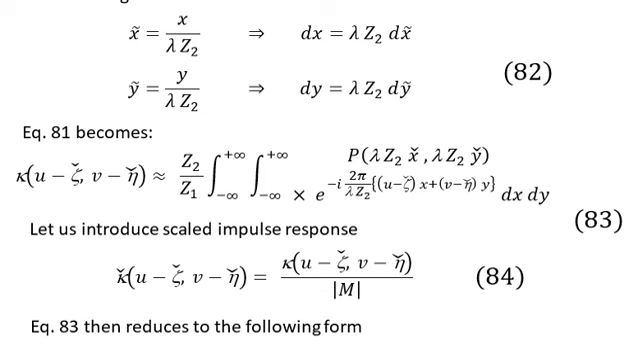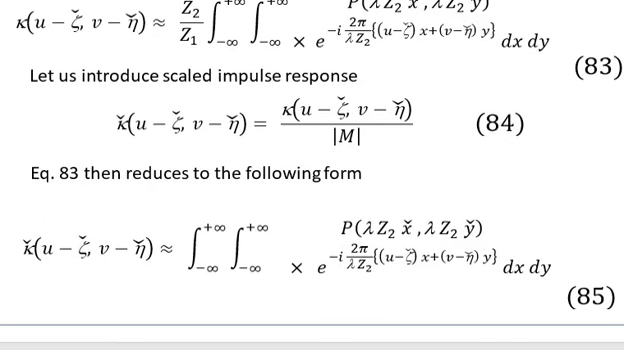And in that case we can use equation 84 because on the left hand side we can replace kappa. Now you know that we have written it as kappa inverted hat. Kappa inverted hat of u minus zeta inverted hat comma v minus eta inverted hat is equal to kappa of u minus zeta inverted hat comma v minus eta inverted hat divided by the absolute value of the magnification. So you see that if you introduce this one in equation number 83, then we can get equation number 85 that has no constant terms present in this integral either on the left hand side or on the right hand side.